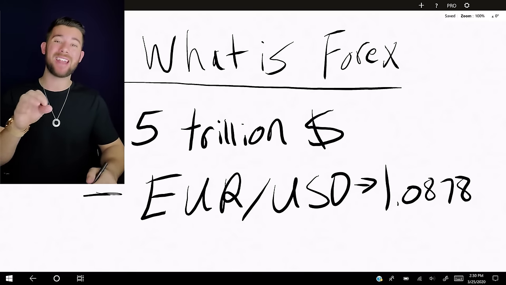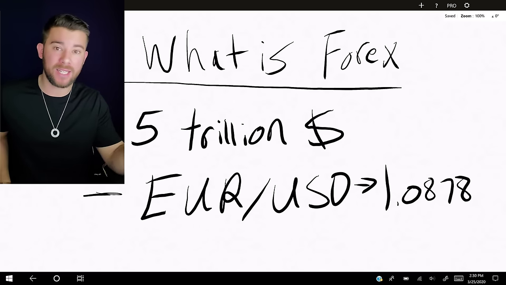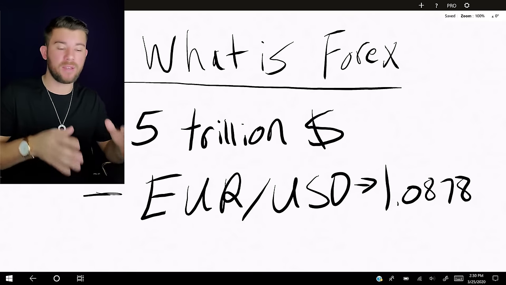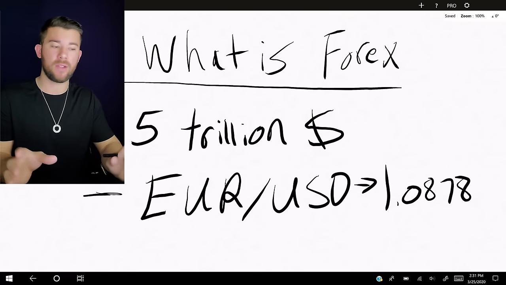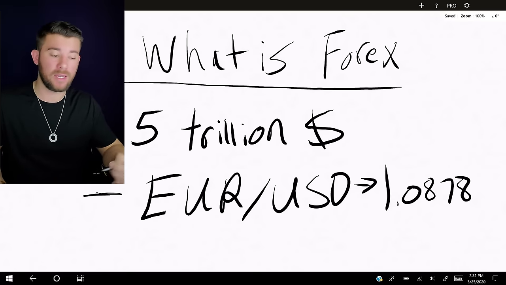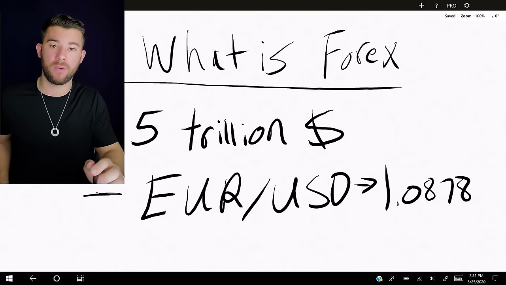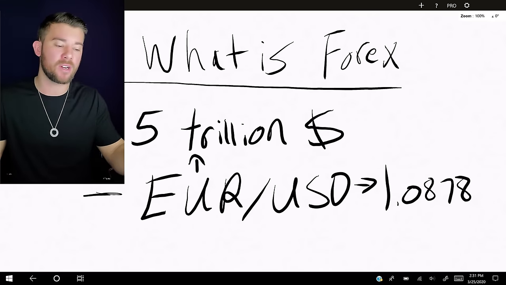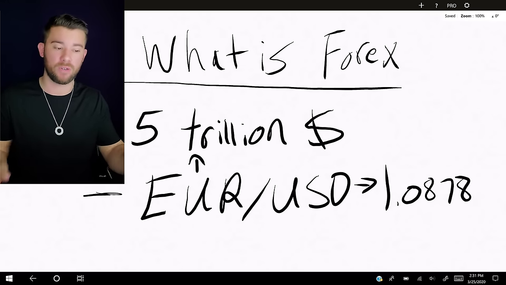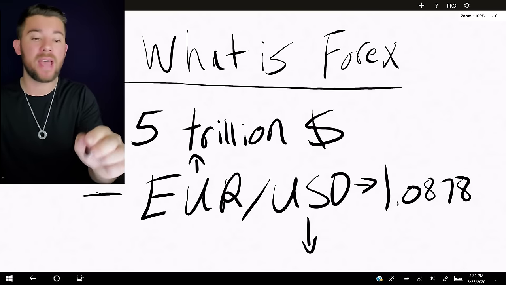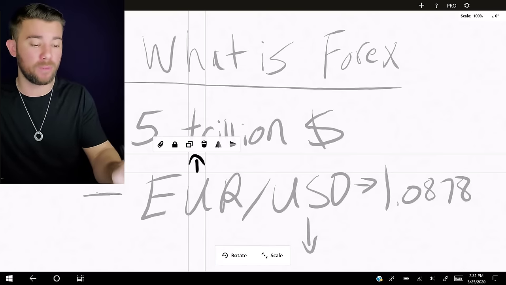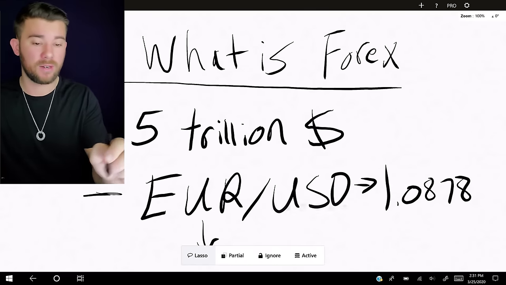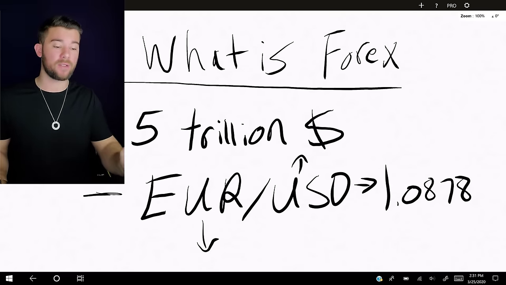Now, the way we make money in the Forex market, remember we're trading based on the exchange rate between two different currencies, and the way you actually make money is when this exchange rate rises and falls. So these exchange rates fluctuate depending on the strength and valuation of each of these currencies, the euro and the dollar. So if the euro rises in value, then it's gonna take more dollars for you to get 1 euro. Let's say the euro goes up in value, then you're gonna need more than $1.0878 to get 1 euro. And if the dollar goes down in value, it's the same thing. And the opposite is true if the opposite happens. If the euro drops, then you're going to need less dollars in order to get 1 euro. And if the dollar rises in value, then you're gonna need less dollars to get 1 euro.